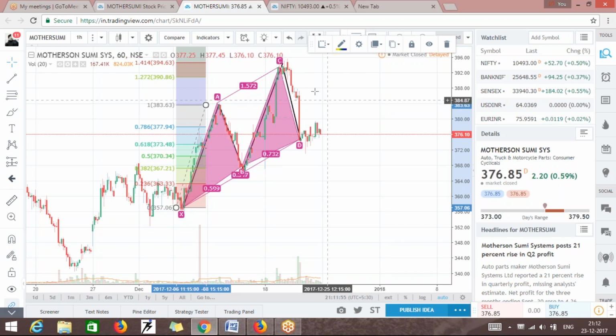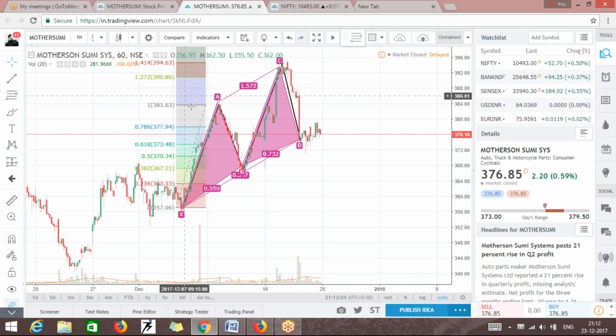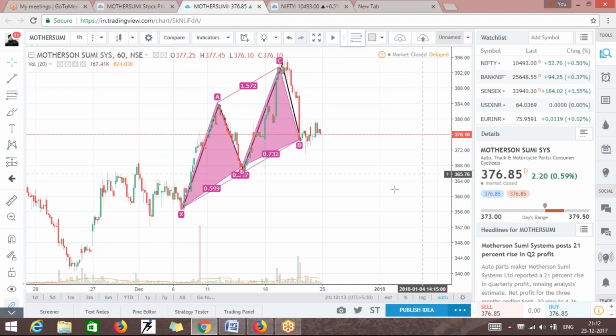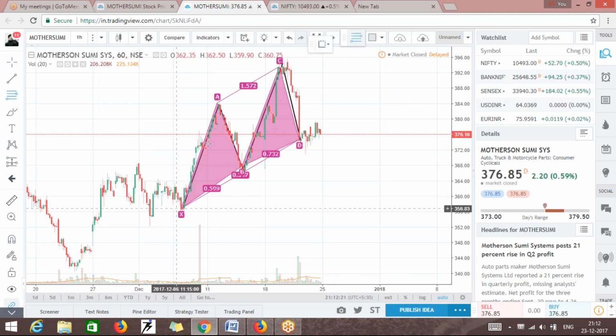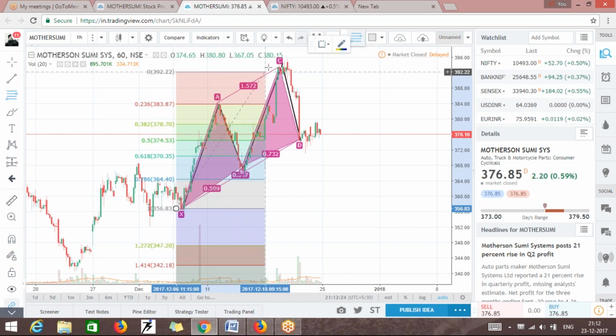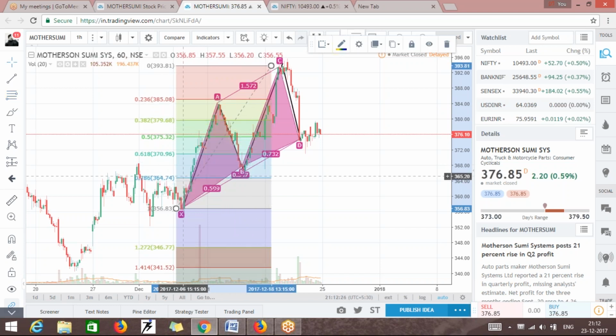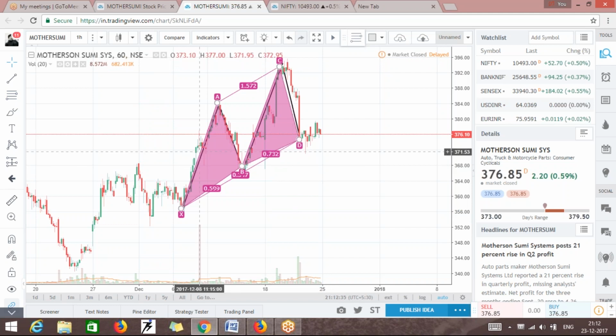Now coming to the next one, this should be a 78.6% retracement of XC. Again, this is why I said it's important to remember. This should be 78.6% of XC, this total. So if you take this one and we draw to this level, 78% comes to this level. Okay, again, I always make this mistake.